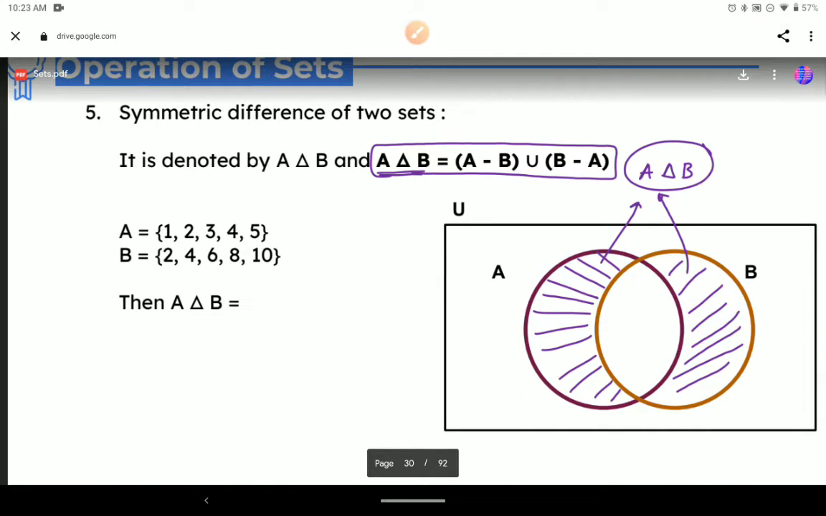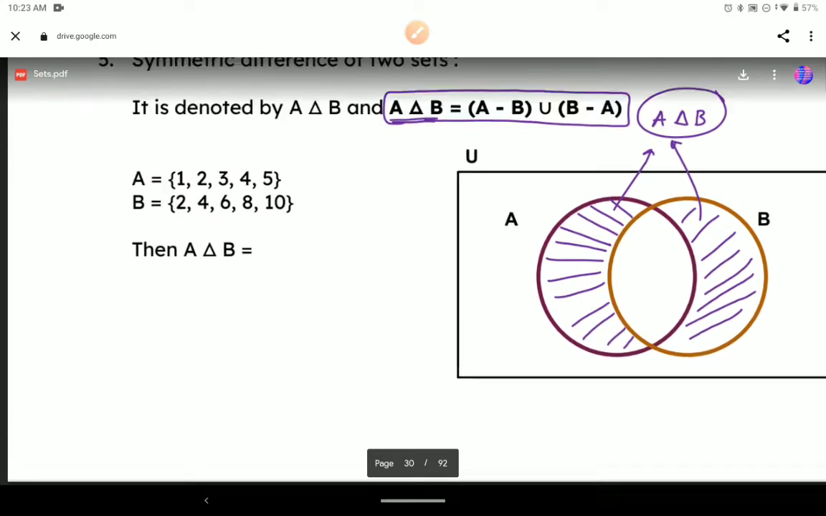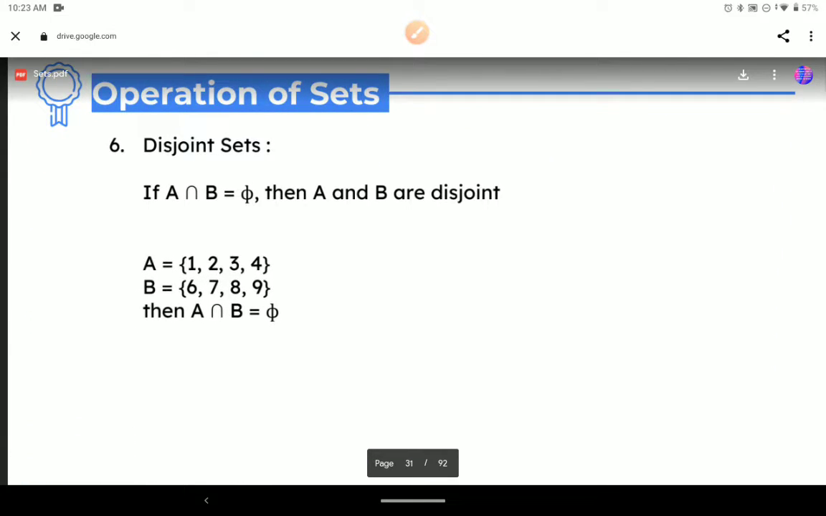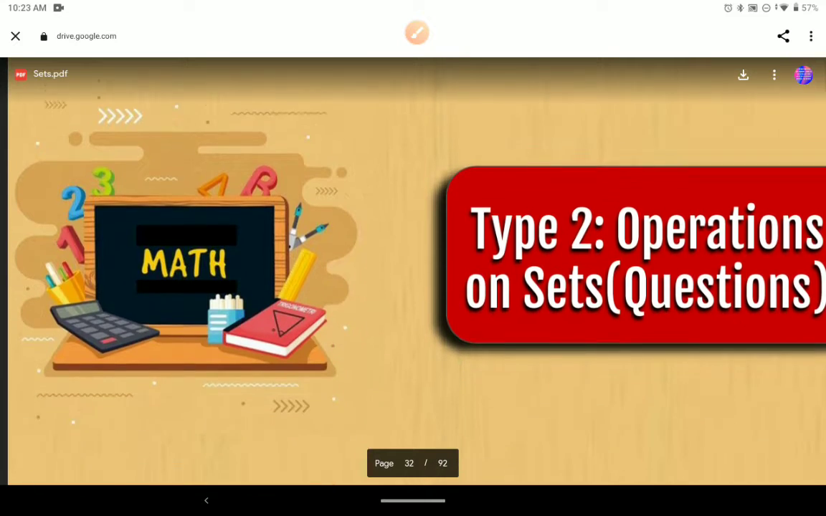And the fifth one is symmetric difference. Symmetric difference, A delta B, is given by A minus B union B minus A. Disjoint sets: when the intersection of sets is a null set, then A and B are said to be disjoint sets. So these are the six types of operations on sets.